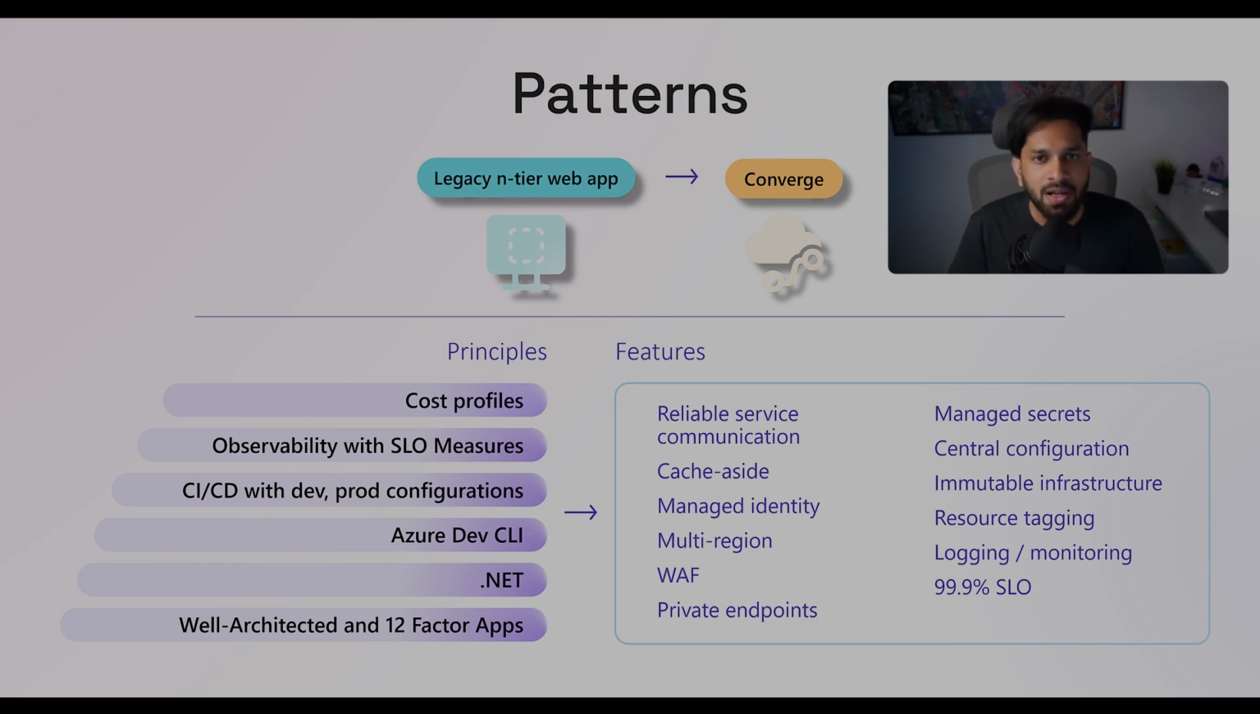For example, centralized configuration. How did we do managed secrets? How did we do private endpoints? Or how did we do resource tagging? What are the best practices for Bicep implementation for immutable infrastructure and so on.